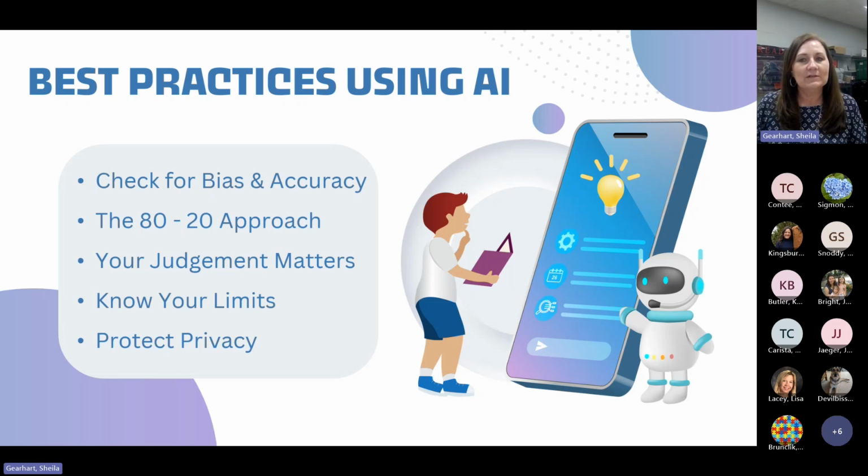Also, know the limits of your AI's knowledge. Remember, it stops at the last training date it had, so things may not be recent, because it hasn't learned from them yet. Again, that's another reason to make sure you're checking it for accuracy.